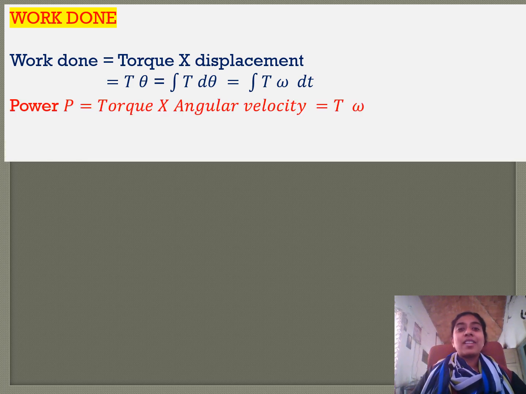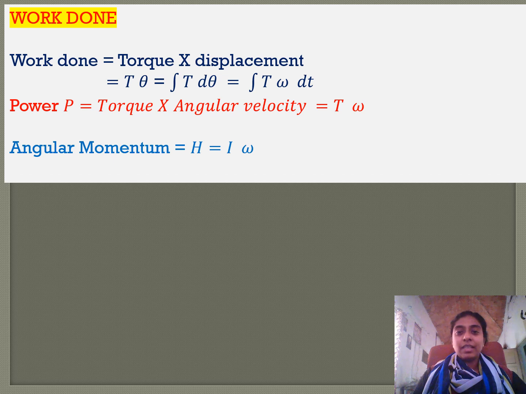Now, what is the power transmitted? Power transmitted due to the torque applied will be equal to the torque applied multiplied by the angular velocity. Now, angular momentum is equal to I into omega. We know linear momentum is equal to mv, mass into velocity. Here angular momentum is represented by h, which is equal to I omega, moment of inertia into angular velocity.